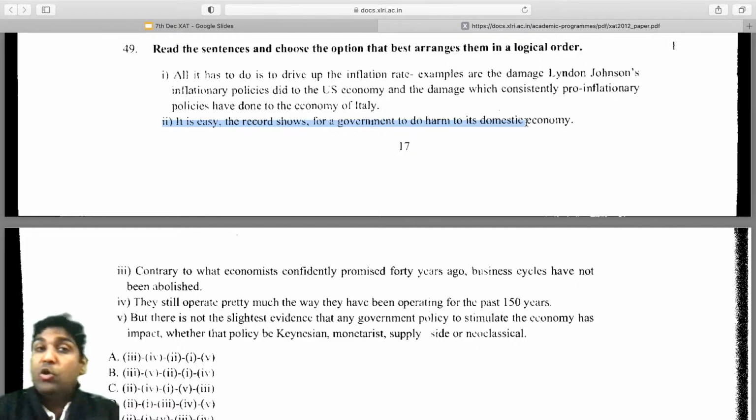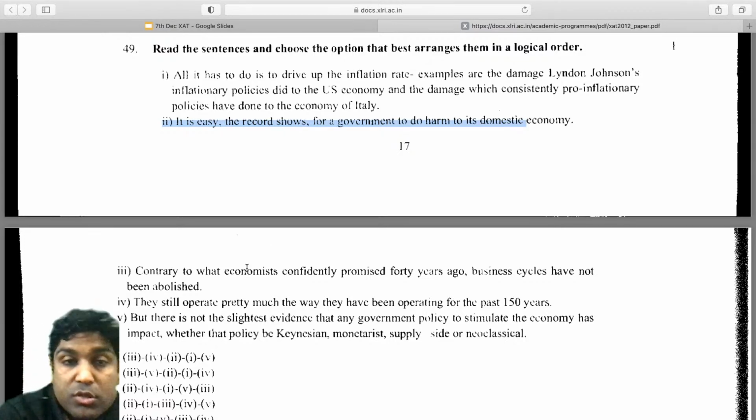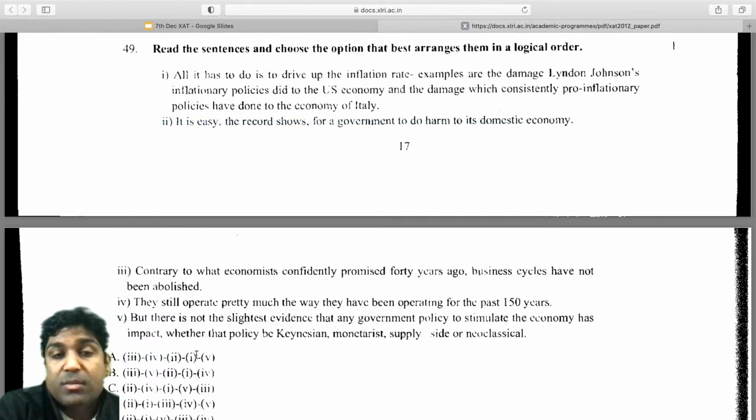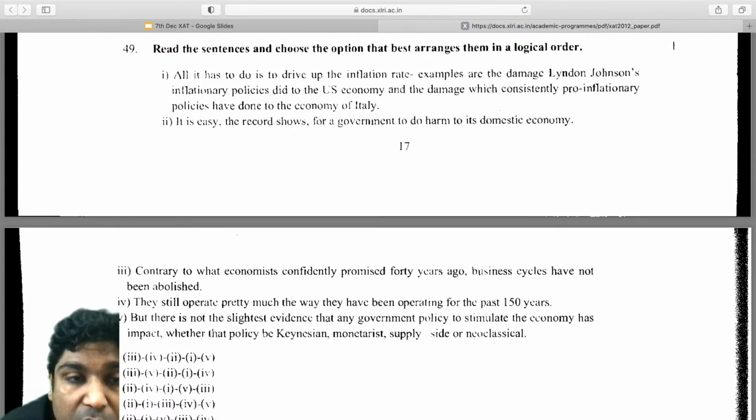So 2 and 1 are a pair, 2 and 1 have to come together. How many options here have 2, 1 together as a pair? If we find out, we will be able to at least eliminate some of the options here. So 2, 1 is a pair in A also, in B also, in D also, and in E also. It's a very common pair. They have made it very clear that yeah, 2, 1 is a pair. But at least we got one option. We understood that at least C is not the option.